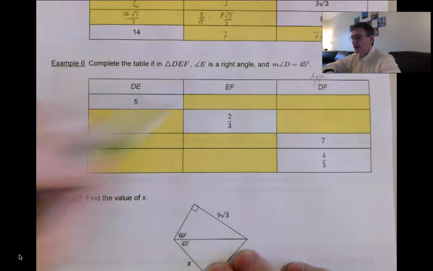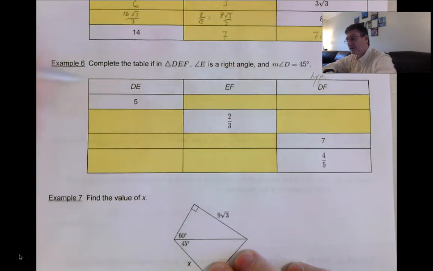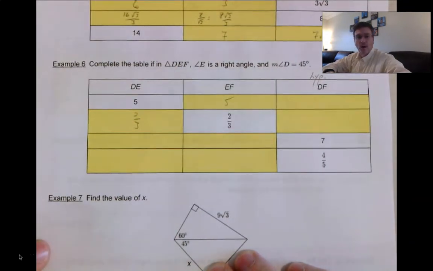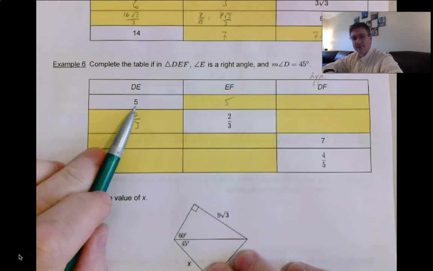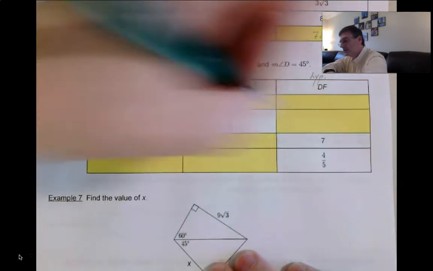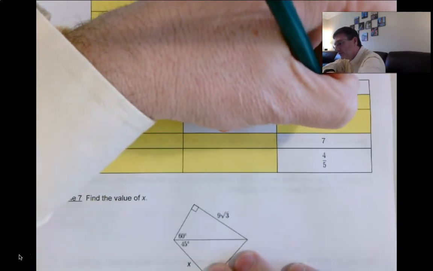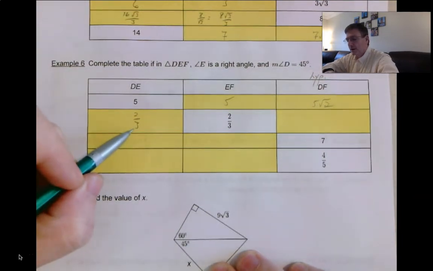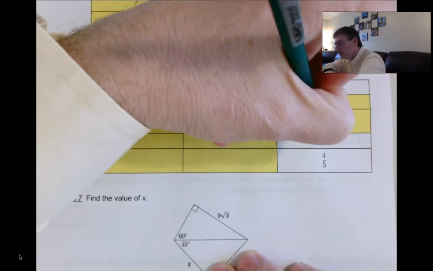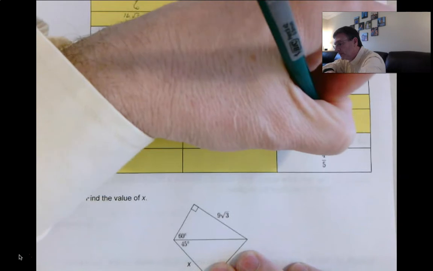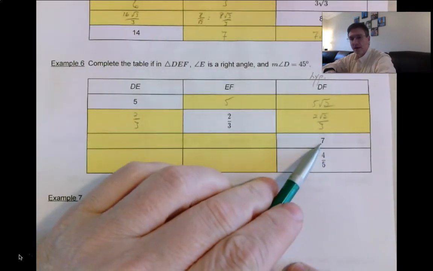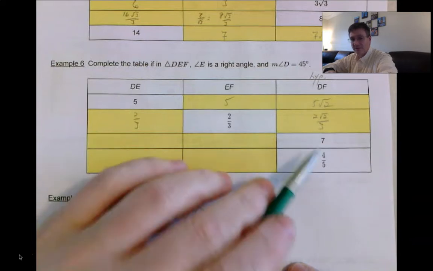If DF is the hypotenuse, these are the two legs, and they're both the same, no matter what. If you know the leg is 5, then the hypotenuse is 5 square root 2. If the leg is 2/3, then we know the hypotenuse is 2 square root 2 over 3. To go from hypotenuse to the legs, we divide by square root 2.